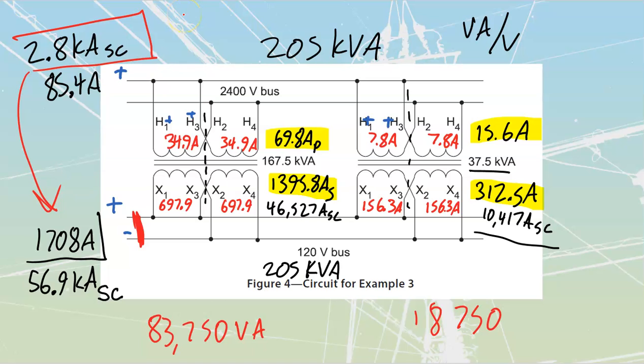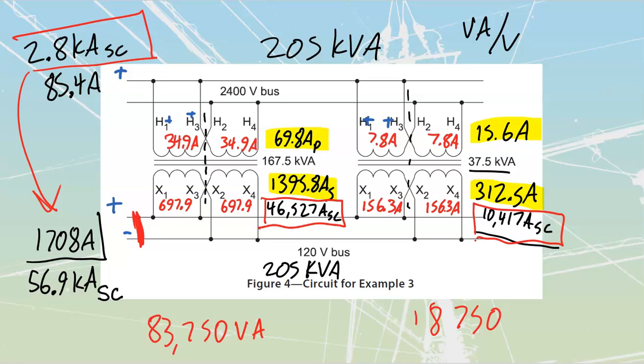Once again, make sure that your interrupting ratings are going to be able to clear this. We would need something that's going to have at least a 50 kiloamp interrupting rating for this one, and this one would need to have at least 10,417, so probably a 15 kiloamp interrupting rating on that one.